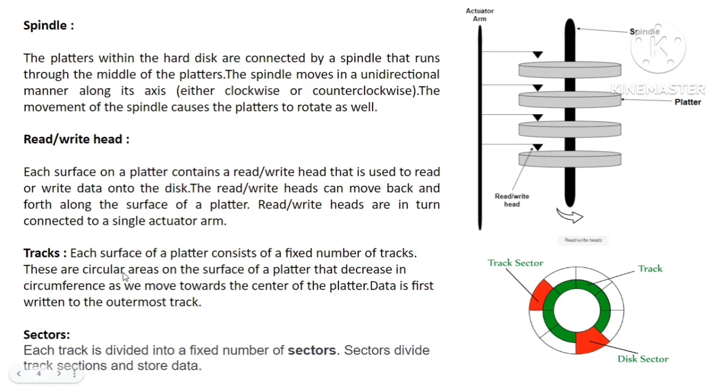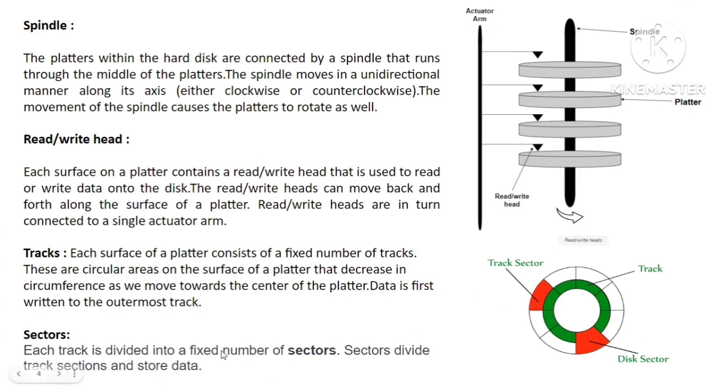What is a track? Each surface of a platter consists of a fixed number of tracks. These are circular areas on the surface of a platter that decrease in circumference as we move toward the center of the platter. Data is first written to the outermost circle. So these concentric circles on the surface of the platter are known as tracks, and the small portion of one track is known as the sector.